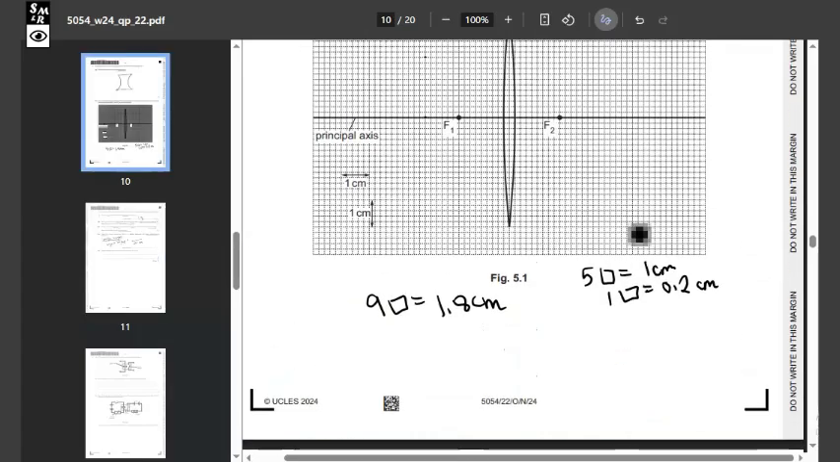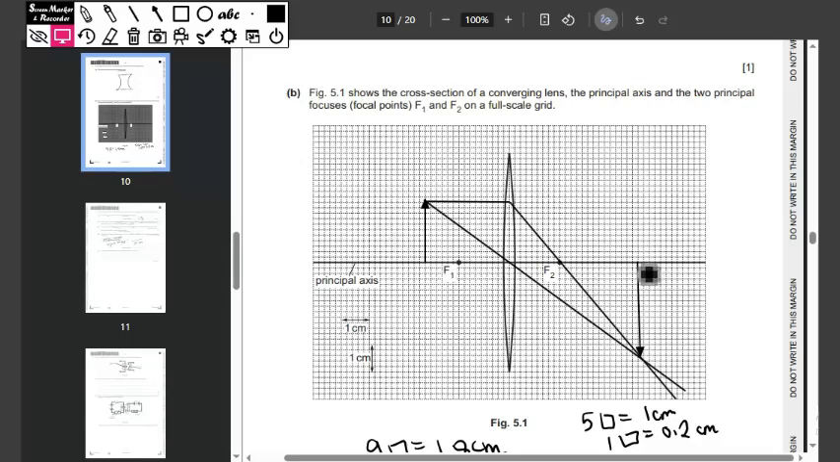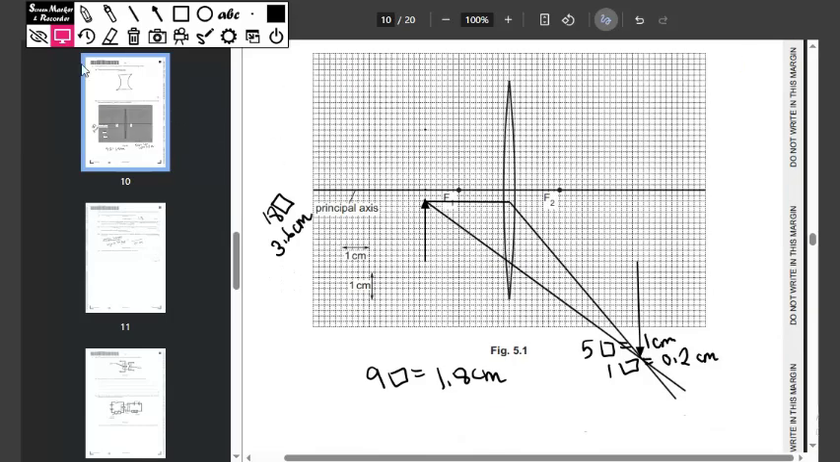And let's go back to the diagram again. Now let's check the height of the image we just drew. So it will be 1, 2, 3, 4, 5, 6, 7, 8, 9, 10, 11, 12, 13, 14, 15, 16, 17, 18. There are 18 boxes, and 18 multiplied by 0.2 is 3.6 centimeter. So the height is 3.6.